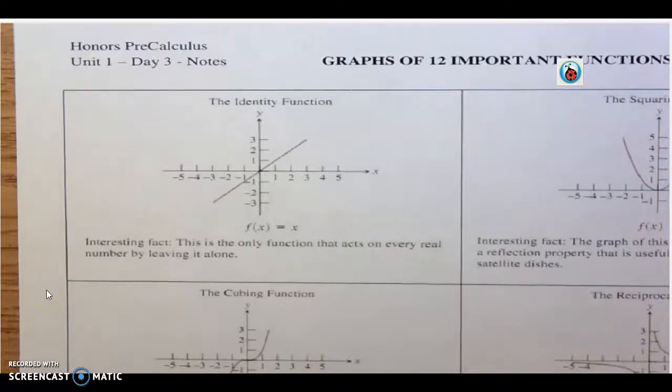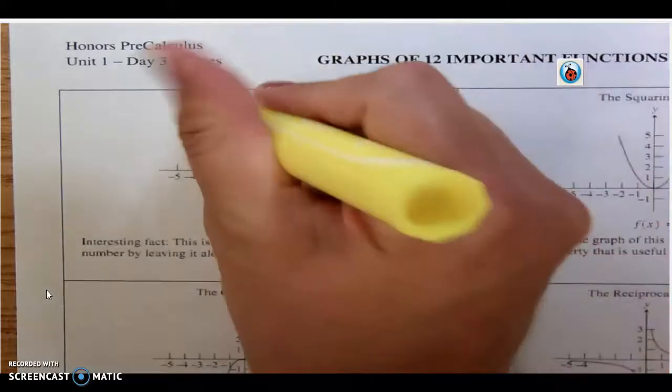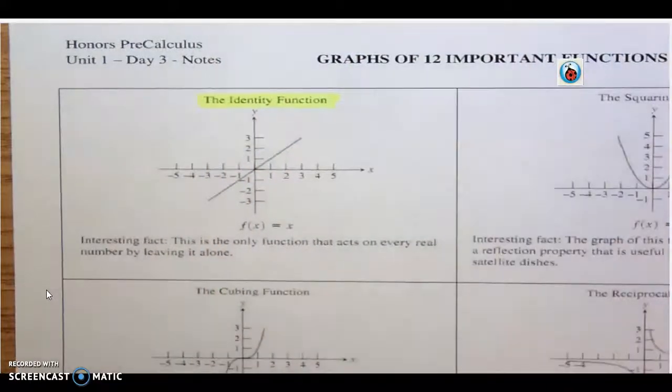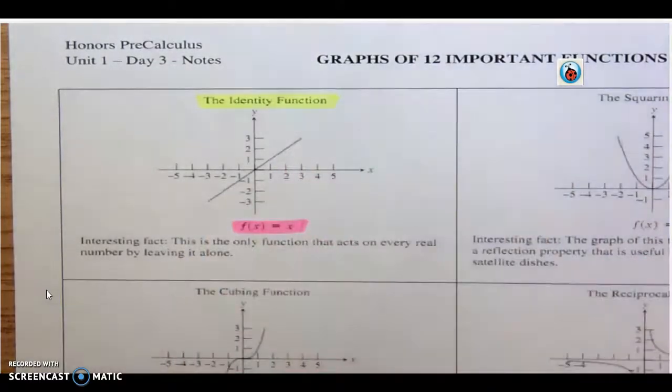Okay, so we're going to be looking at the graphs of the 12 basic functions today, and we're going to look at their key features, so all the stuff that we talked about in the past 2 days. So the first one we're going to look at is called the identity function. Think about it as being like a linear function. The equation for it is f of x equals x.